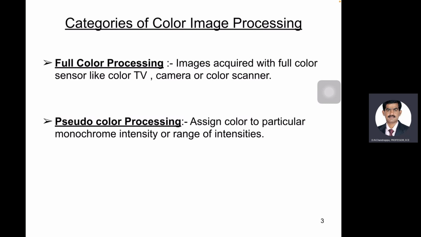This color image processing we categorize into two types. One is called full color processing. Second one is called pseudo color processing. So image acquired with a full color sensor, like a color TV camera or color scanners.